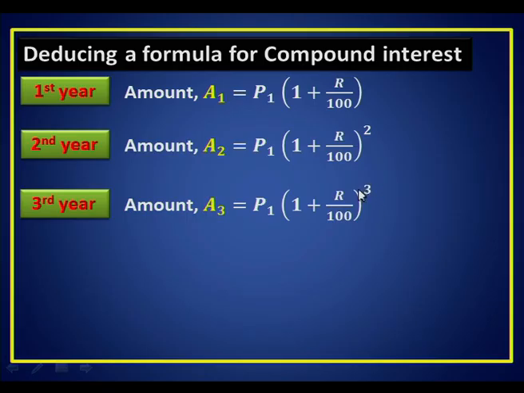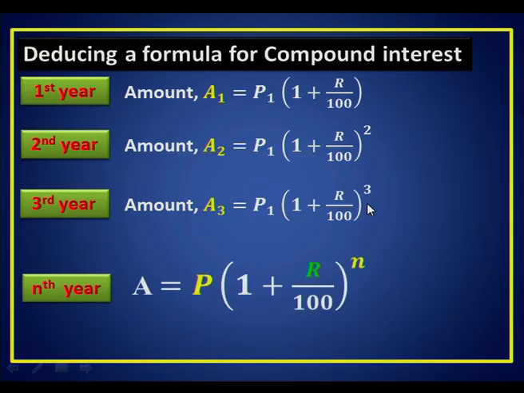So, why have we taken 3 here, children? Because it is at the end of 3 years. So, that is why we got the power as 3. Now, if we continue like that, after some n years, what will be the amount? That is right. A is equal to P into (1 plus R by 100) whole to the power of n.